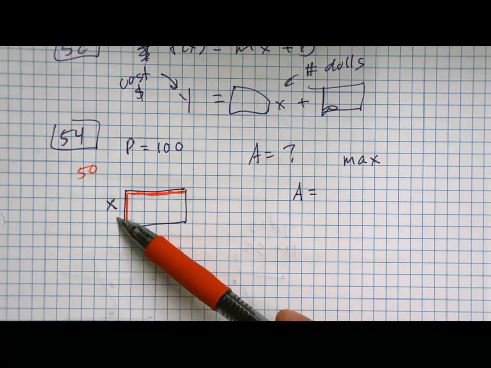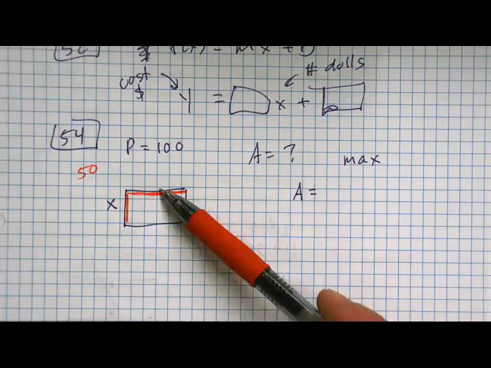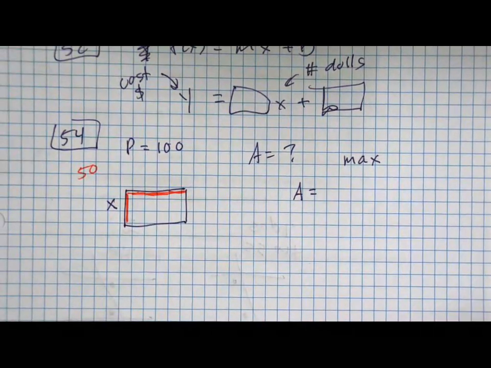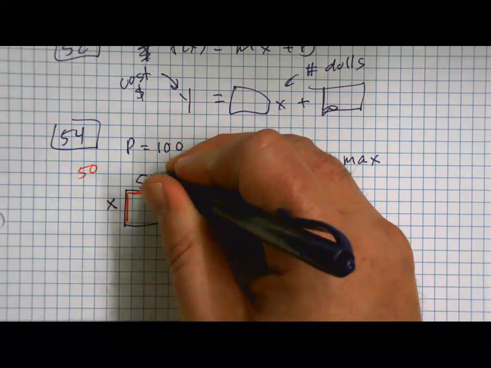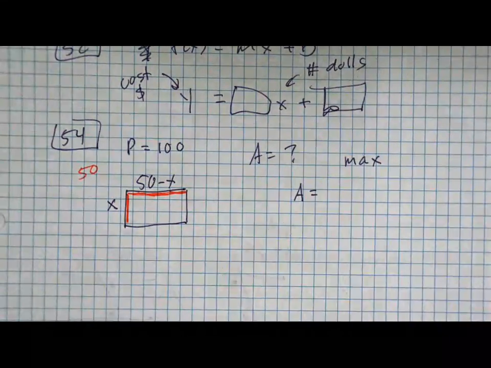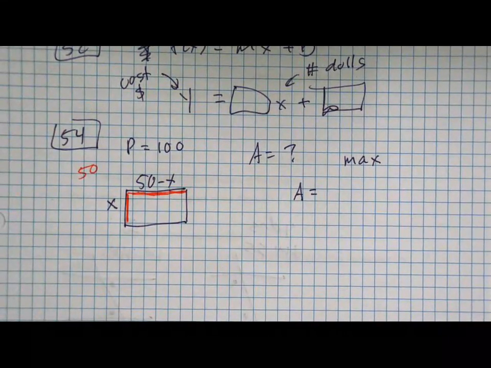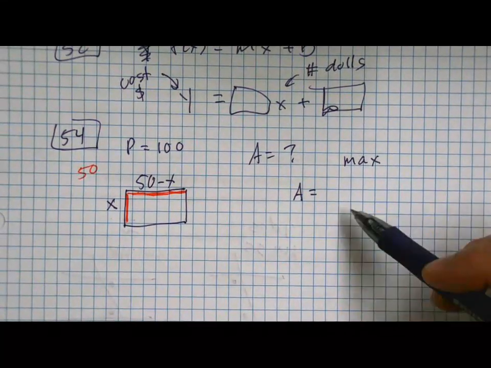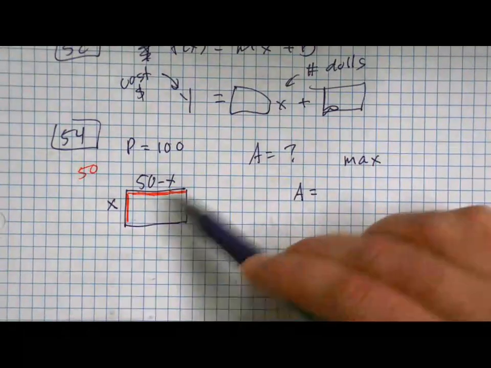Did that work with the 10 also? If the x is 10, 50 minus 10 is 40. So if this is x, then I'm going to say this is 50 minus x. That's kind of how I thought through that. That was sort of my key step. From here, then you should be able to write me an equation for the area. It's just the length times the width.